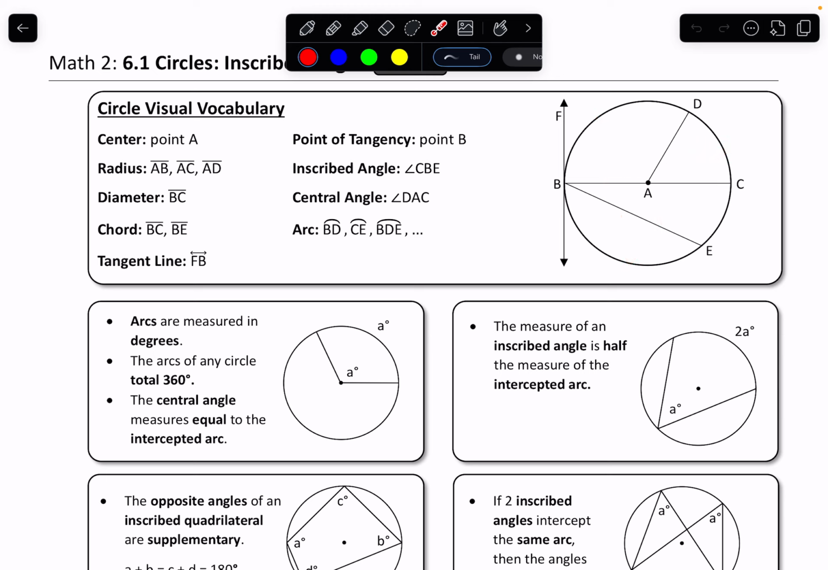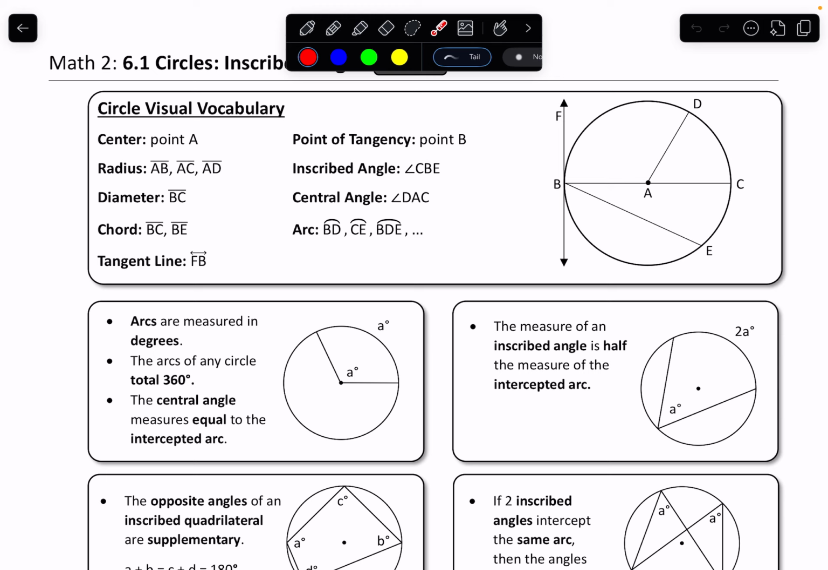A central angle starts and ends on the sides of the circle, but the midpoint of that angle, instead of going all the way to the other side and then back, goes to the center of the circle and then back to an edge. So that's a big difference today, inscribed and central angles. Inscribed goes all the way across, central just goes to the center. That's why it's called the central angle.